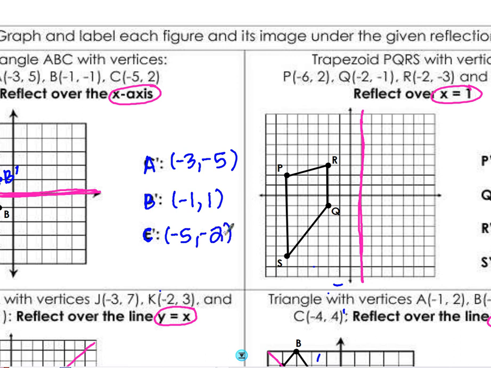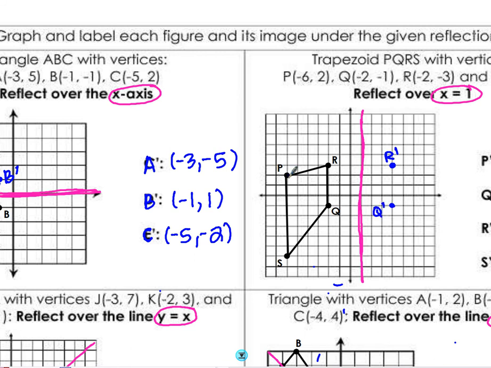Alright? So now let's look at x equals 1. I just need to notice how far away it is for each point. If I'm at the pink, I go 1, 2, 3. That's R prime. Q is also 3, so I'm going to go right down here and go Q prime.